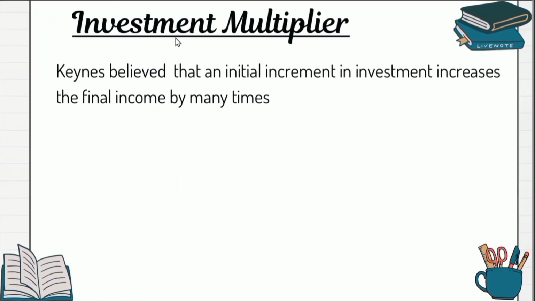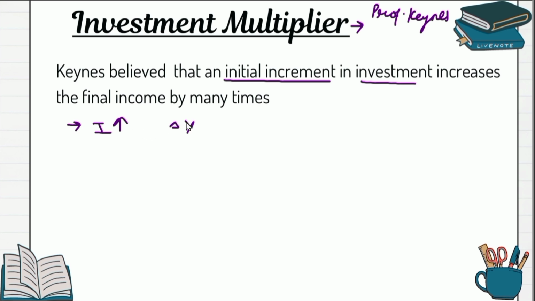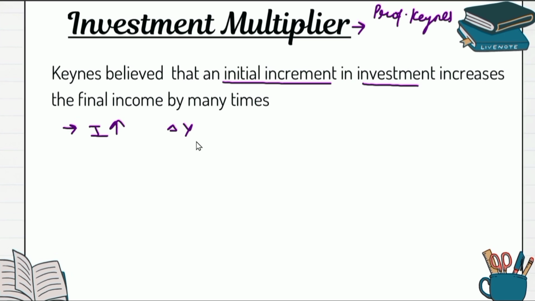So investment multiplier is one of the key contributions of Professor Keynes, and Keynes believed that an initial increment in investment increases the final income by many times, which means that when investment is increased by a certain amount, the change in income is not restricted to the extent of initial investment, but it changes several times the change in investment. Now we will see how this multiplier would work.